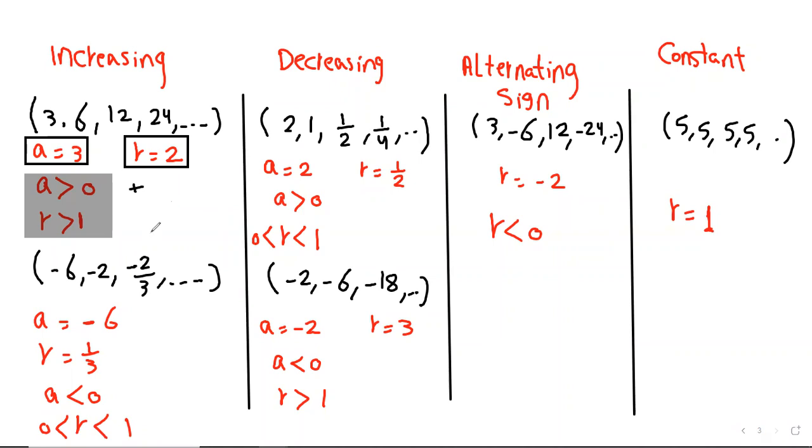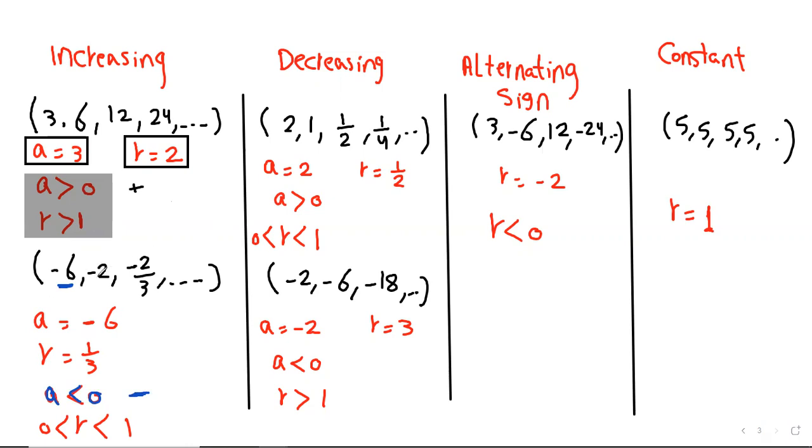And the geometric sequence is going to be an increasing sequence if A is less than 0 and R is greater than or equal to 0 and less than or equal to 1. Let's have a look at the second sequence. Here in the second sequence, A is -6, so it's a negative number, less than 0. A is negative.